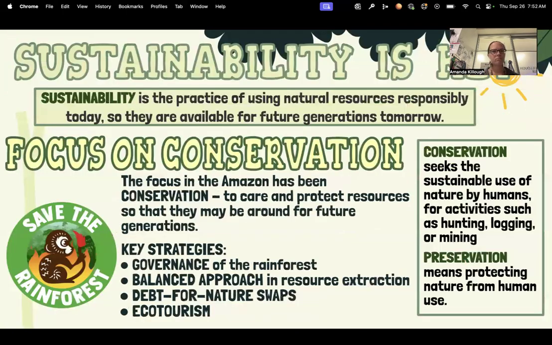And then the other piece that we have here, I've already defined these things for you. Sustainability: I want you to make sure that you understand the difference between conservation and preservation. So let's look at sustainability first. It's the practice of using natural resources responsibly, meaning that we are doing it in a way that makes it available for the next generation, for you guys, for your kids, for your kids' kids.